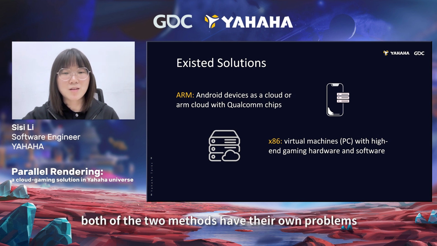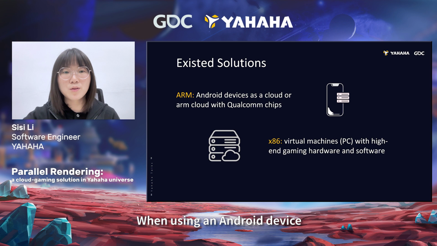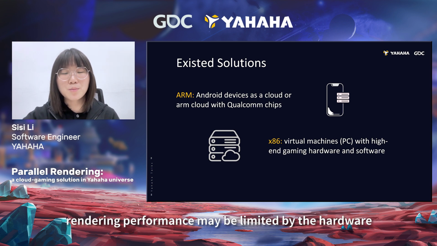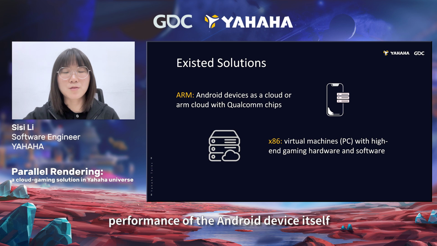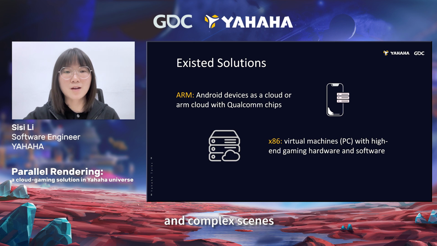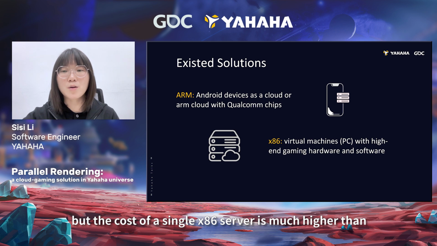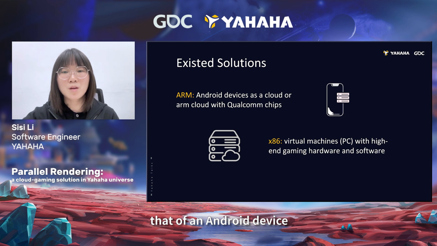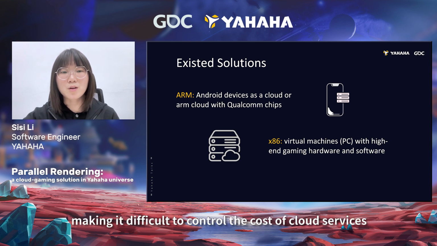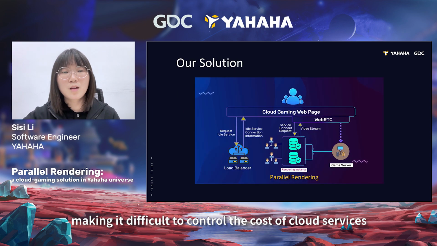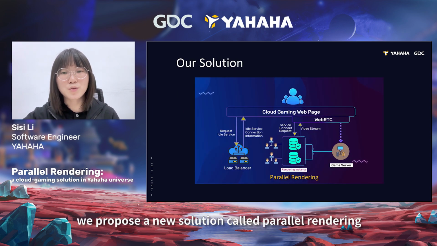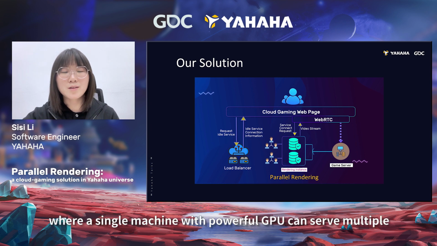However, both of the two methods have their own problems. When using an Android device, rendering performance may be limited by the hardware performance of the Android device itself, which may have limitations for high definition and complex scenes. Using x86 can solve this problem, but the cost of a single x86 server is much higher than that of an Android device, making it difficult to control the cost of cloud services. Therefore, we propose a new solution called parallel rendering, where a single machine with powerful GPU can serve multiple users at the same time.